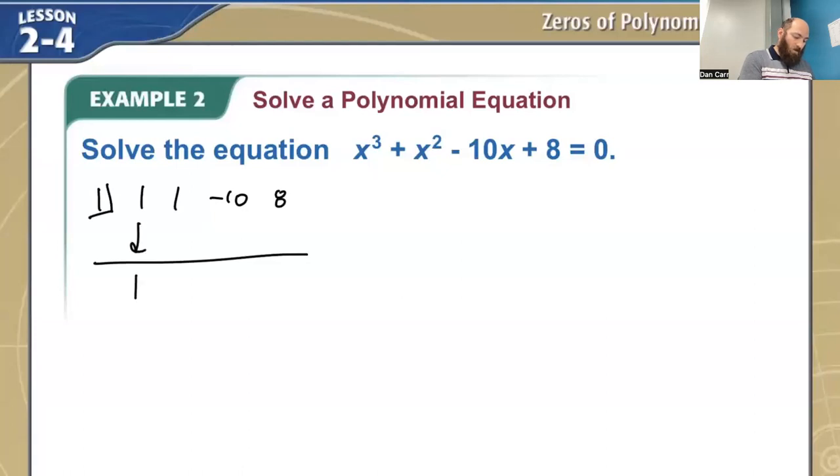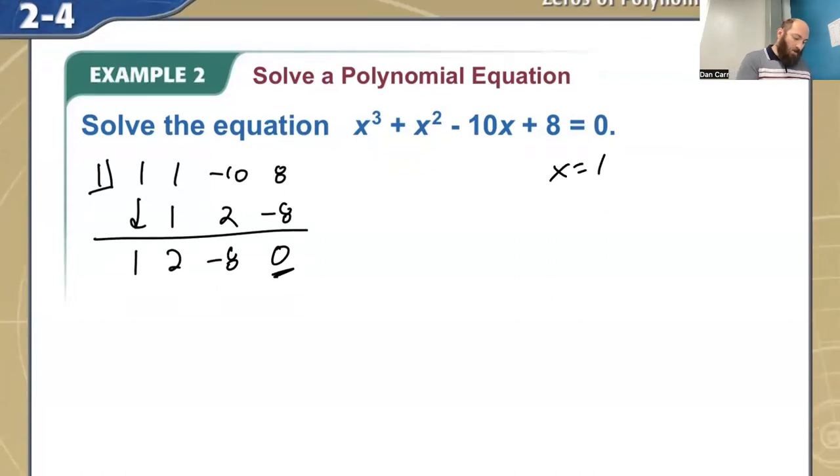So I bring the 1 down. 1 times 1 is 1. Turns into a 2 there. 1 times 2 is 2. Turns into a -8. 1 times that is a -8. And I get 0. So I have my 0 remainder. So indeed, I do have x equals 1 as one of my zeros.